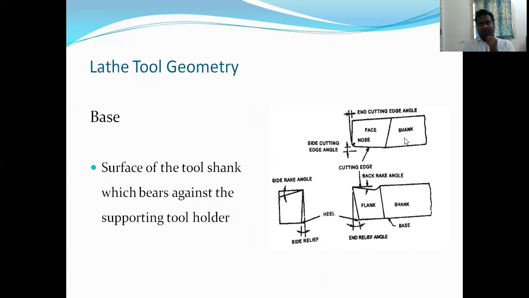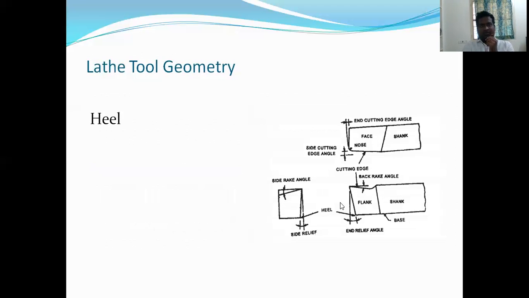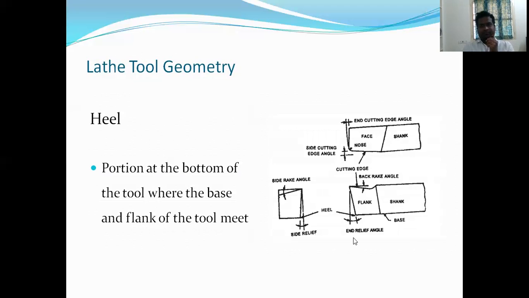So now we have discussed the shank, face, point, base, and flank. Five parts. Heel. Here is the heel. It is the portion at the bottom of the tool where the base and flank of the tool meet.